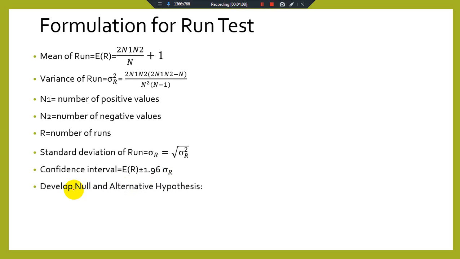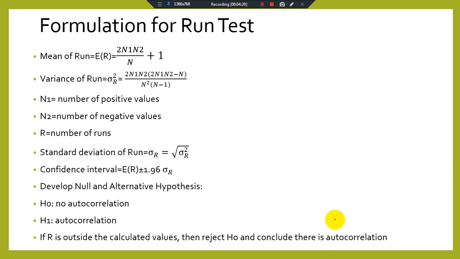Okay, here we have to develop the null and alternative hypotheses. H0: there is no autocorrelation. H1: there is autocorrelation. If our number of runs is outside the calculated interval, then reject H0 and conclude that there is autocorrelation.